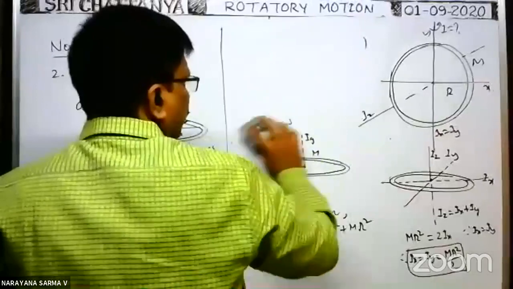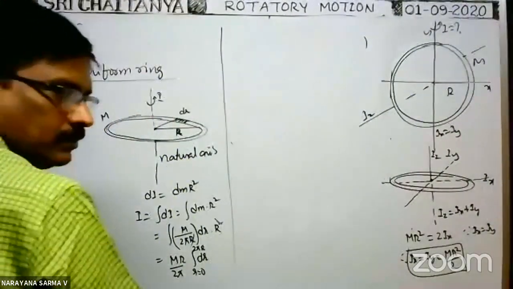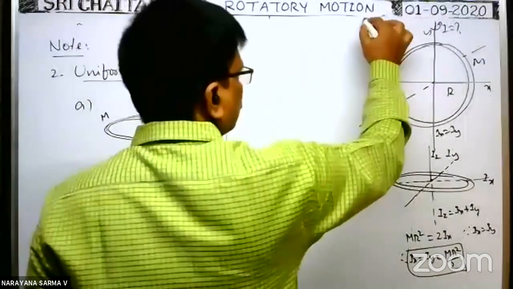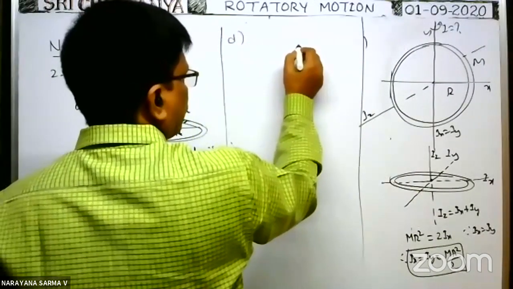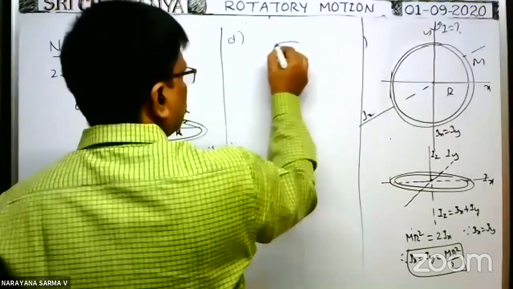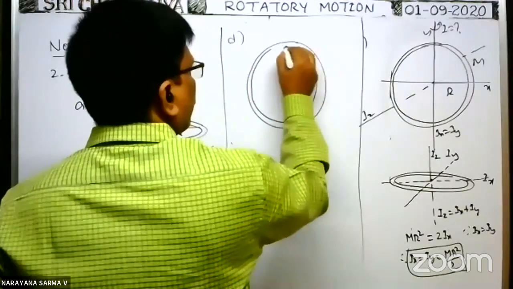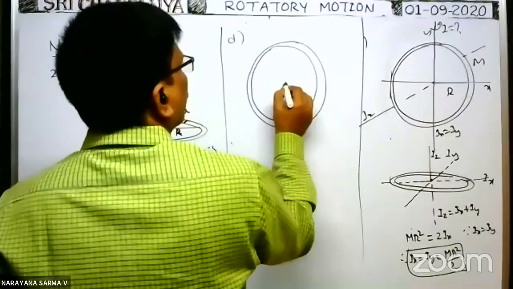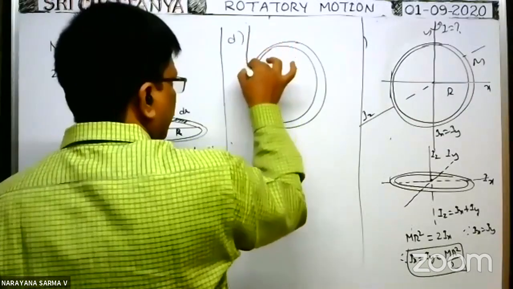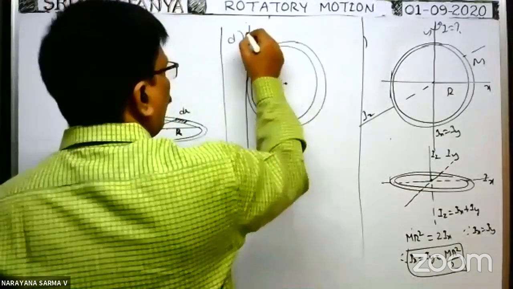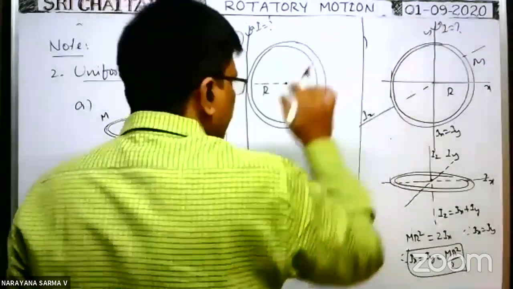Last one, D. Last point, about the diametric axis. About a tangential axis lying within the plane of the ring, what is the moment of inertia? That is the question I wanted to say here previously, no?